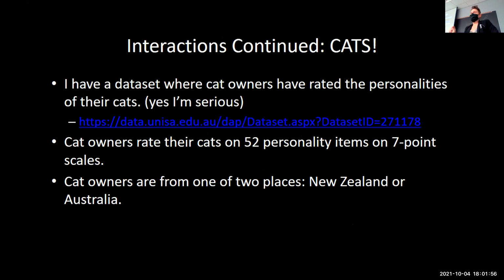Cat owners rated their cats on 52 different personality trait items on a 7-point scale. There are published papers on this and everything. The cat owners are either from New Zealand or from Australia. So we have cats from New Zealand, we have cats from Australia, and we have personality traits on several 7-point scales.